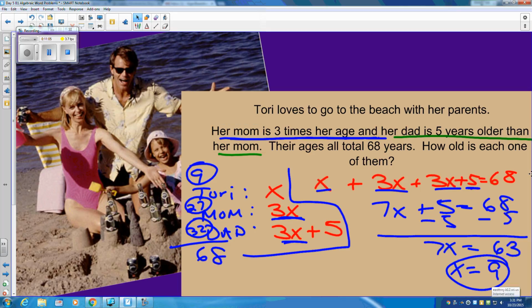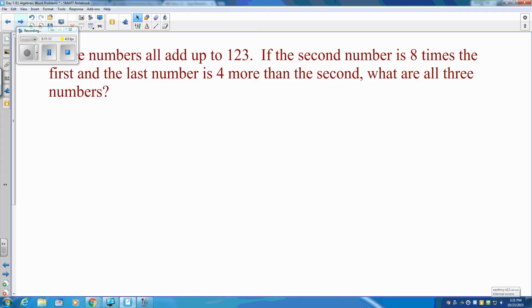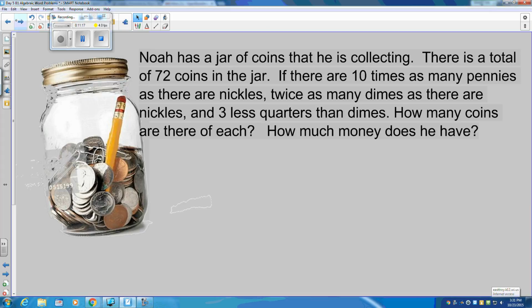I'd like you to try one of these on your own and see how well you can do. Let's see if we can do one that's a little bit more difficult than that. Now here's one right here. Noah has a jar of coins that he is collecting. There's a total of 72 coins in the jar. That's all we know is how many coins there are total.